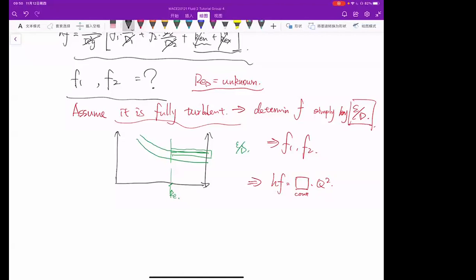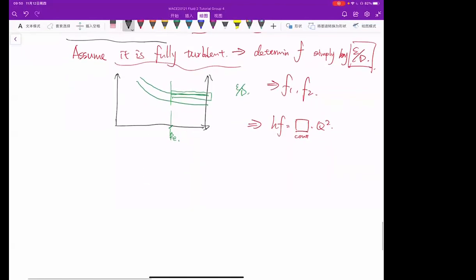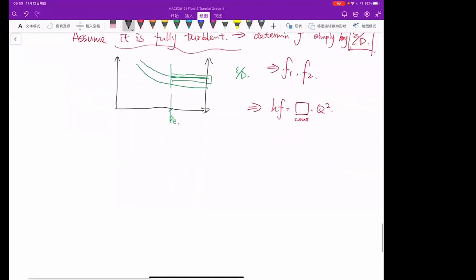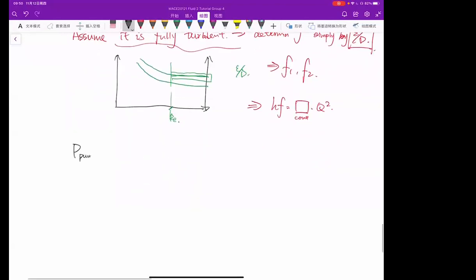So then what we have is the power of the pump equals, as we talked about previously, rho times G times Q times delta H, which equals rho times G times Q times, since delta H equals delta Z minus HF, delta Z minus HF.